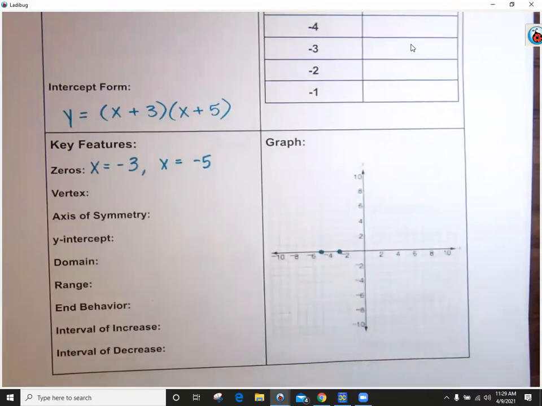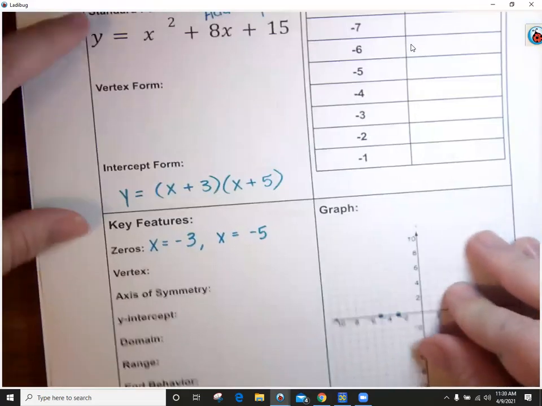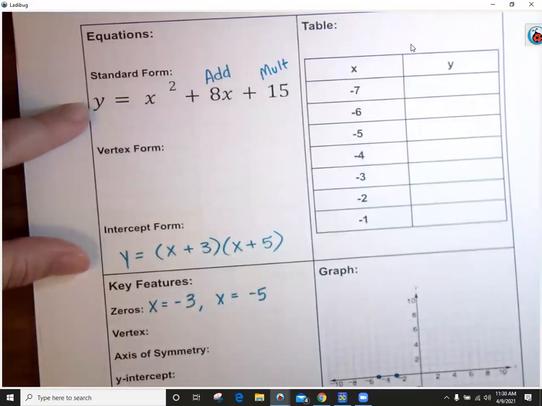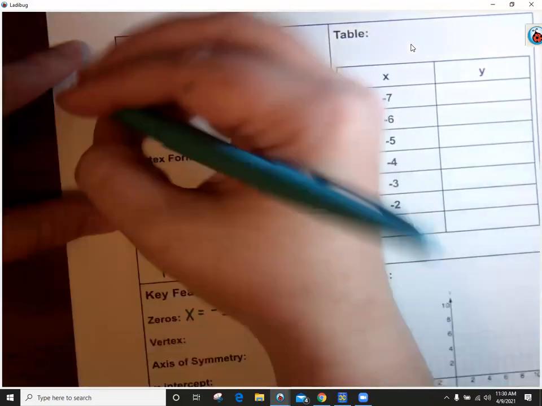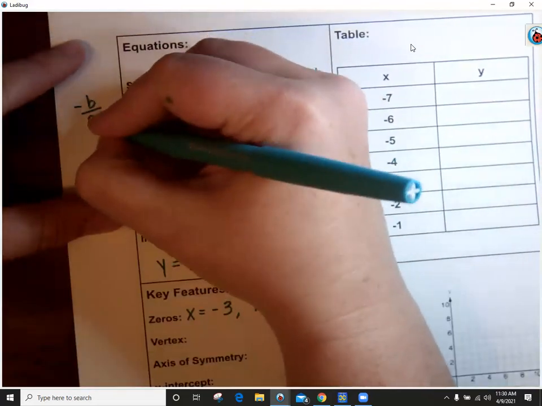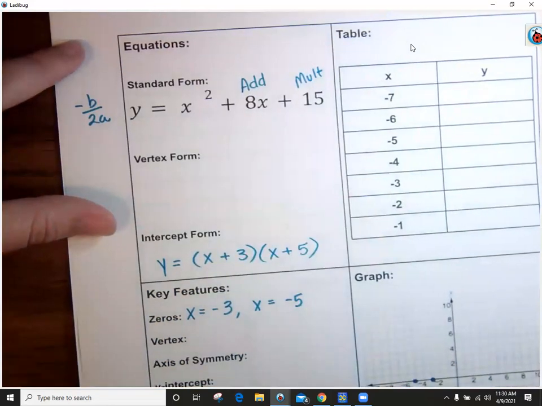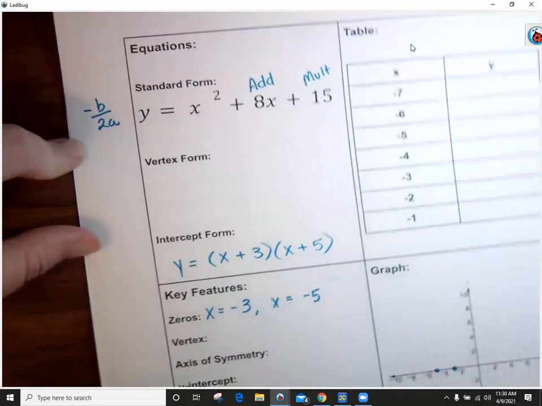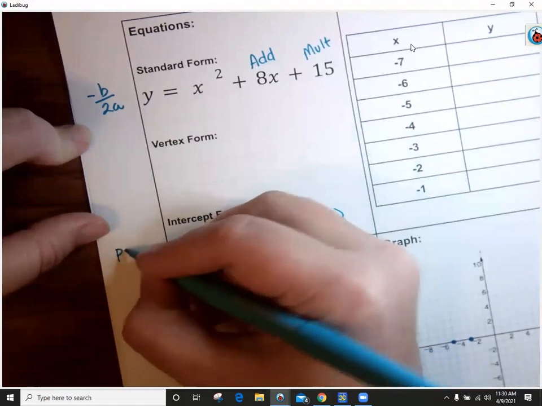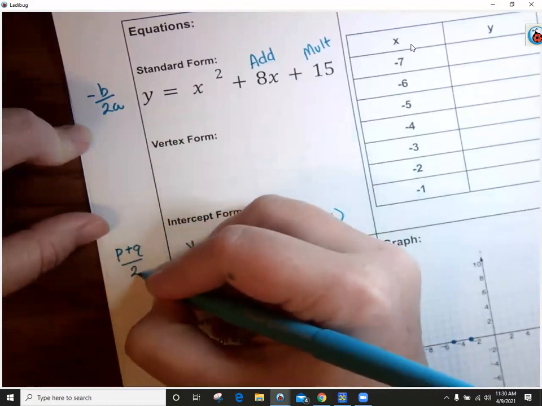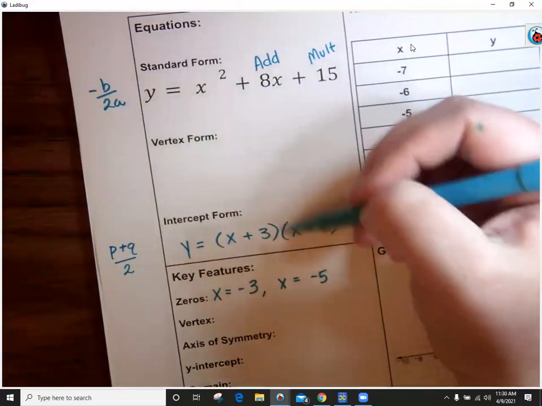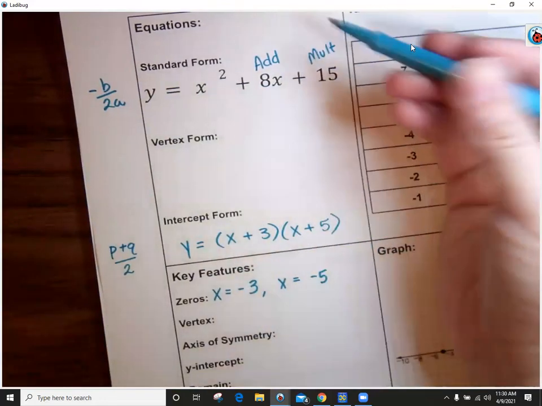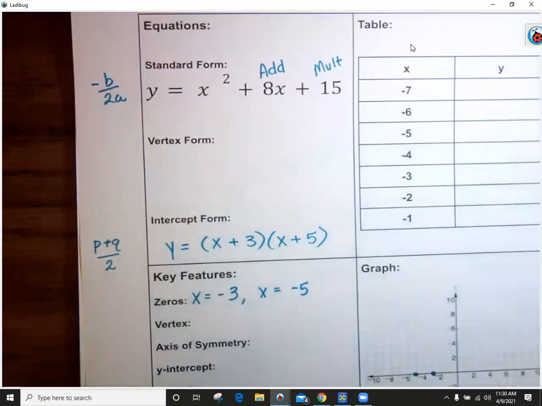Then we need the vertex to be able to graph it. So you could use either one of these 2 forms to get your vertex, whichever one you like best. In standard form, you're going to use -b over 2a to get the axis of symmetry. And in intercept form, you've got to use p plus q divided by 2. So you could use either one of these that you want to use. Anyone have a preference on that?